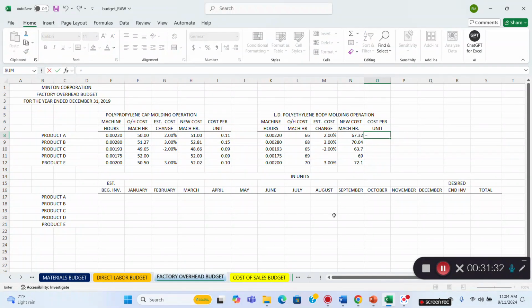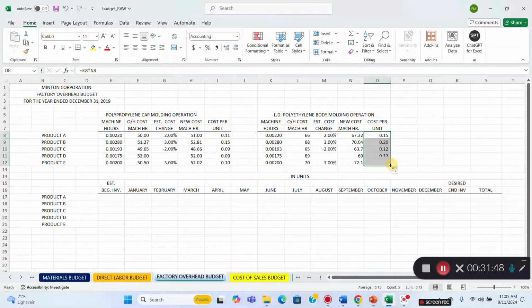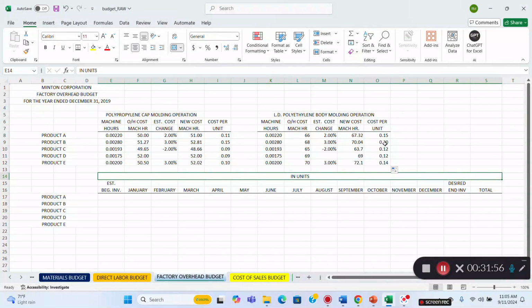And this, of course, is going to be the new machine hours times the old machine hours times the new rate. And of course, that can change as well. This could change based upon maybe if we get a new machine or the old machine is not producing like it used to, it can maybe take more hours than it did before. So anyway, that's the cost per unit for each of those.